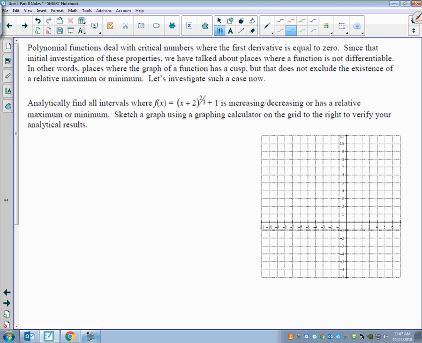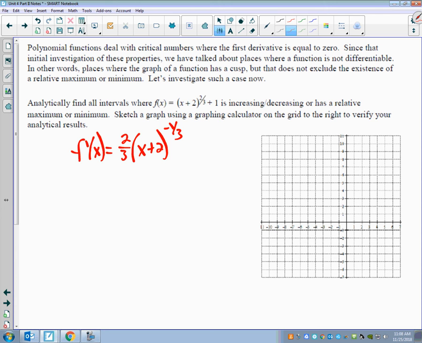It says analytically find all the intervals where f of x equals x plus 2 to the 2/3 plus 1 is increasing or decreasing or has a relative max or min. Sketch a graph using a graphing calculator on the grid at the right to verify your results. So if I take the derivative of this, I'm going to bring down my 2/3, and I'm going to get x plus 2 to the negative 1/3, and then the derivative of 1 is just 0.